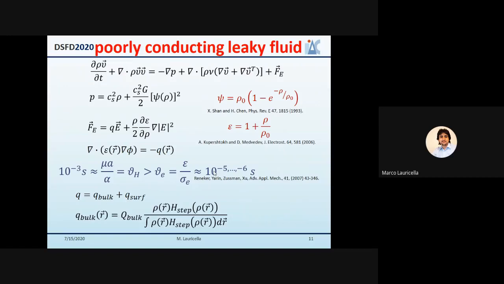By the Chapman-Enskog expansion, it is possible to show that the lattice-Boltzmann method can be used to numerically solve the equation here reported.